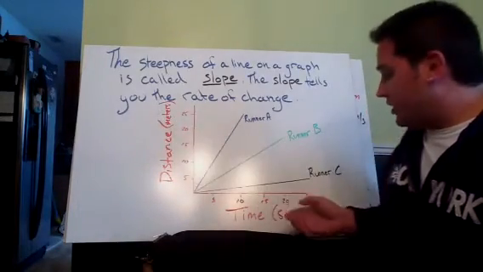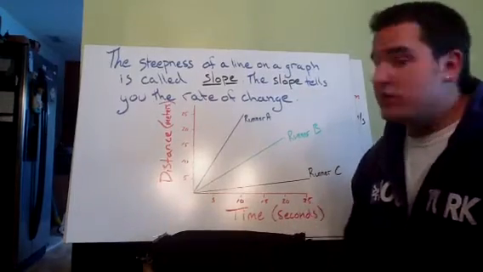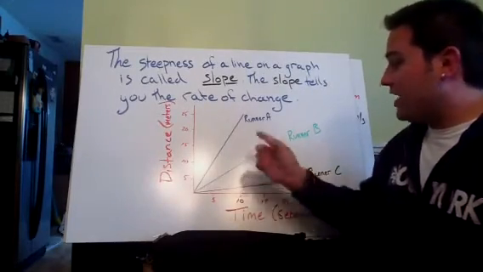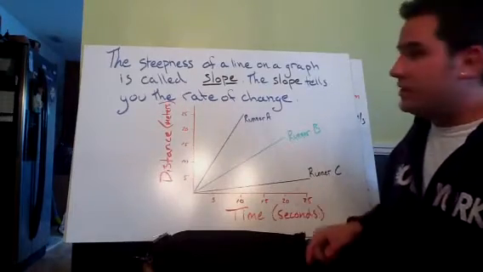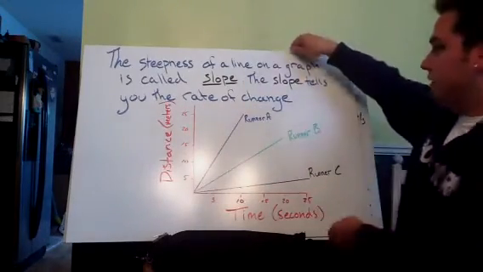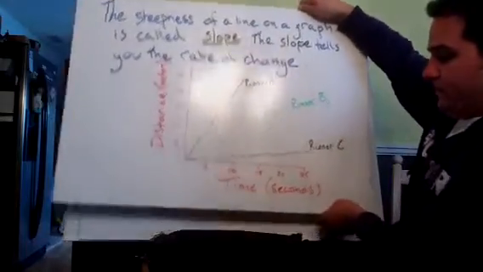Our distance over time graph has two variables. They have two different units. Since they have two different units, we use this line graph, not a bar graph, to compare two different units. Let's see how this works in calculating it.